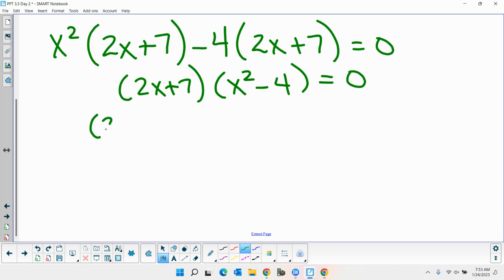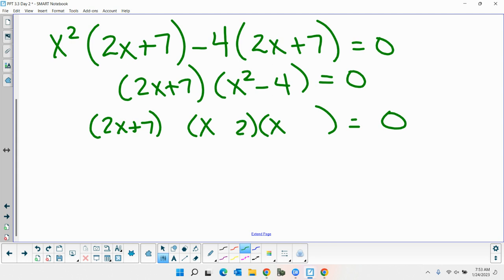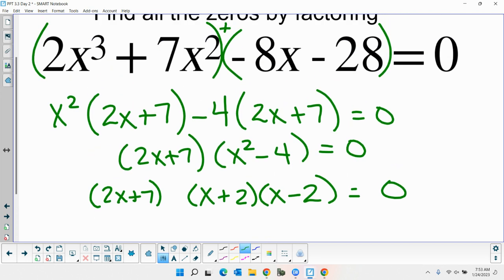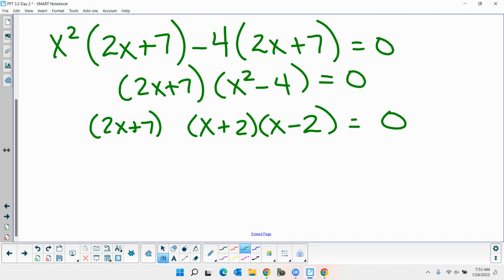All right, so I got my 2x plus 7 still. With this, I can make my difference of squares. I make two sets. And the square root of x squared is x for the front. Square root of 4 is 2 for the back. One's addition, one's subtraction. So I'm going to get 3 zeros. And that's what I expected, right? Because it was to the third power. So my degree was 3, so I'm looking for 3 zeros.